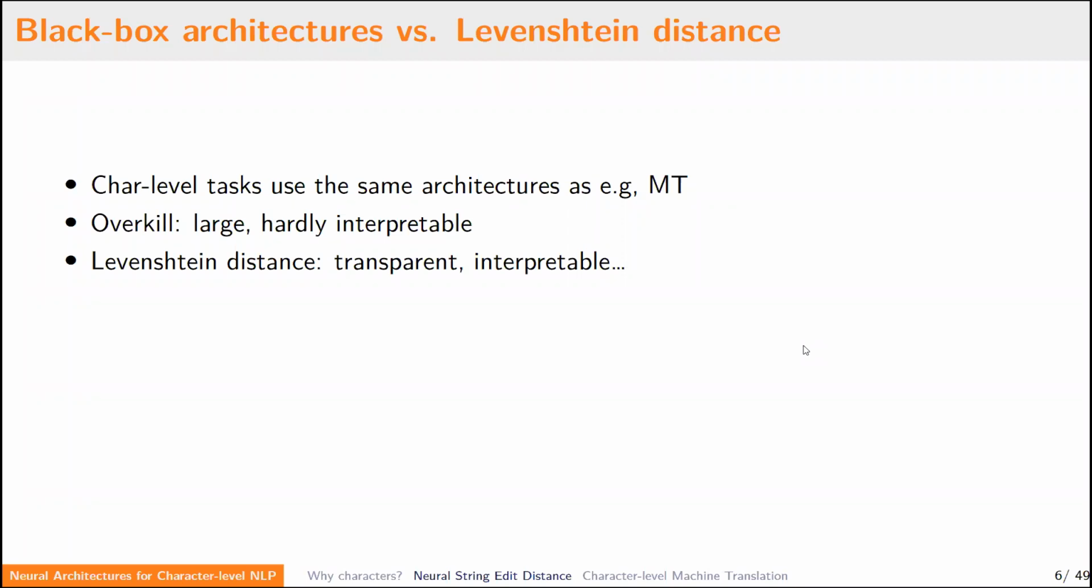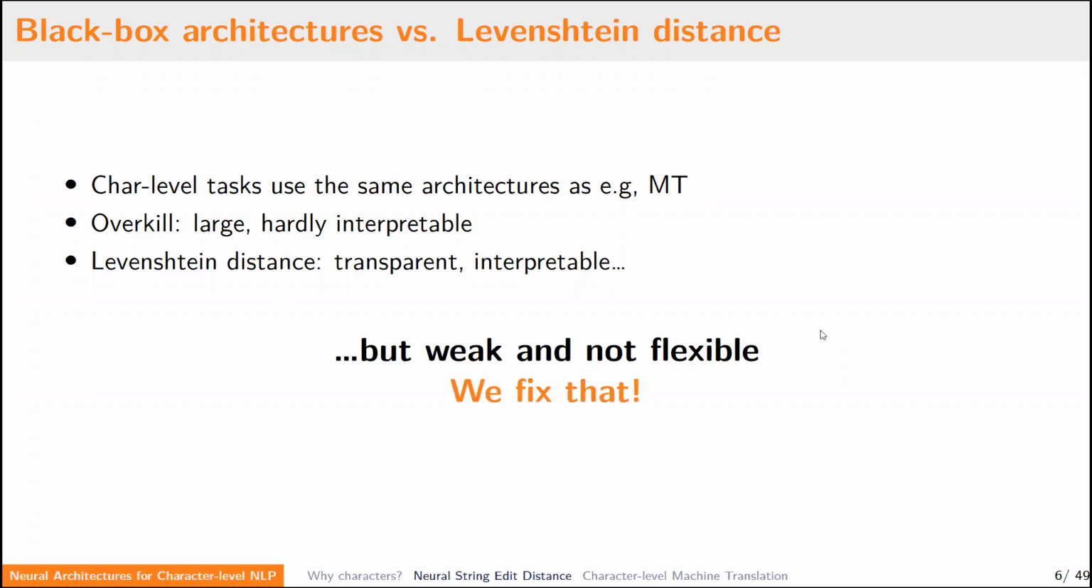On the other hand, the Levenshtein distance is very transparent and interpretable; it puts the two strings in explicit relations via the edit operations. But it is weak and not flexible enough for these tasks, something we would like to fix with this architecture.